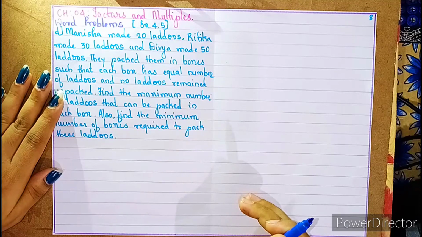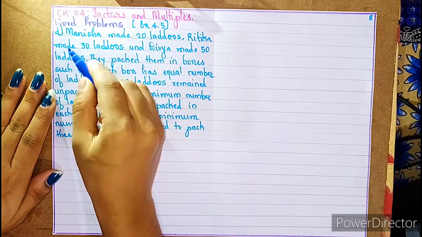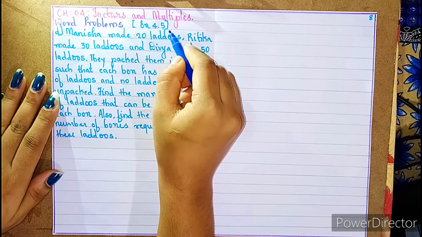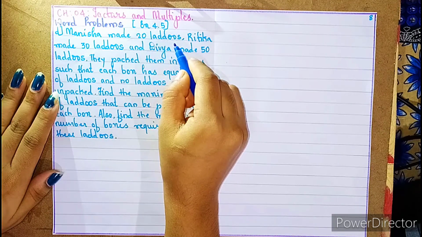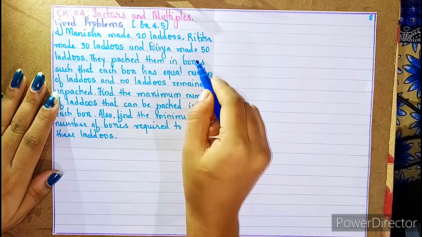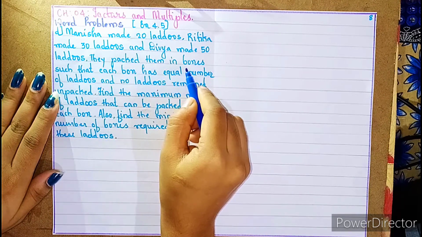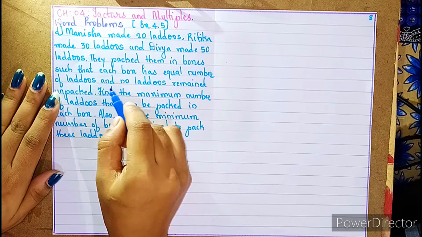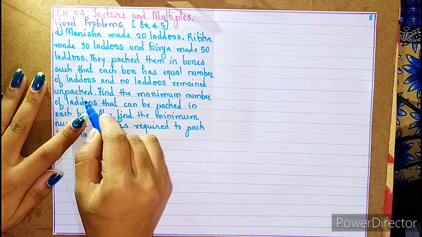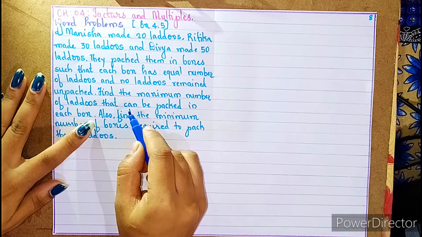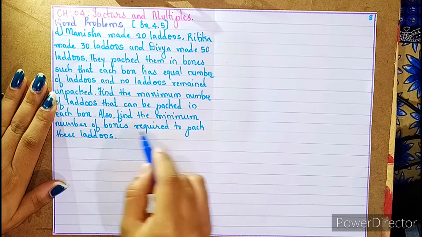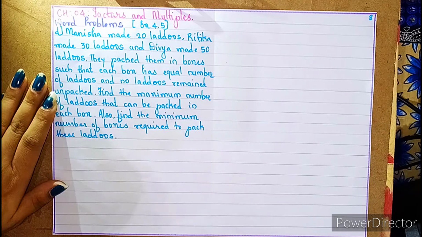Now let's solve the word problems of HCF. We have here an example from exercise 4.5. Manisha made 20 laddus, Ritika made 30 laddus and Divya made 50 laddus. They packed them in boxes such that each box has an equal number of laddus and no laddus remain unpacked. Find the maximum number of laddus that can be packed in each box. Also find the minimum number of boxes required to pack these laddus.